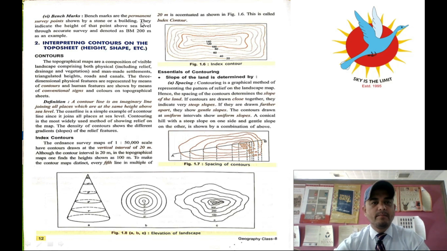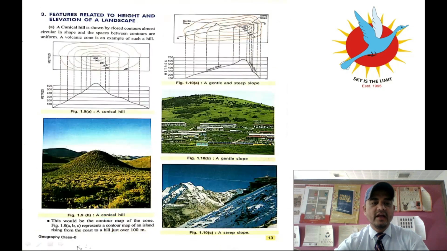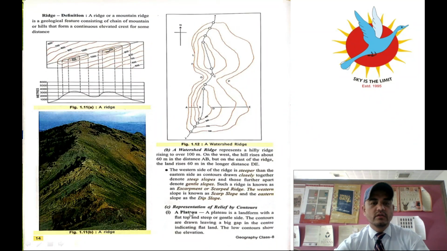So benchmarks are permanent survey points, shown by a stone or a building. They indicate the height of that point above the sea level. It means if you are looking at the topo sheet and somewhere is written BM 200, BM 300, BM 246, it means that certain area's spot height is 200, for example, above the sea level, and it is permanently surveyed.